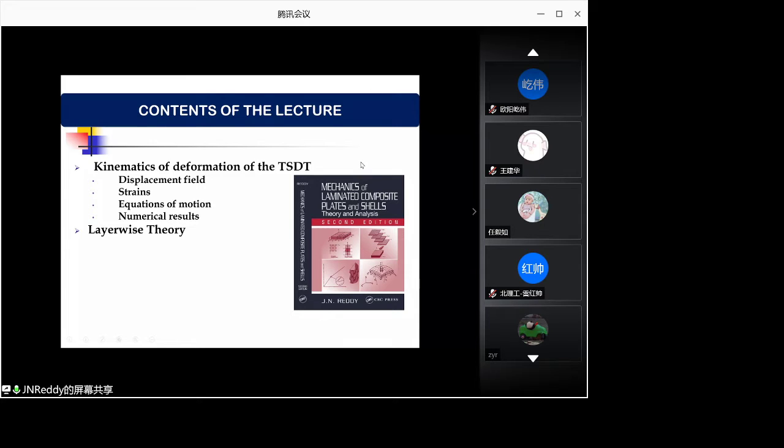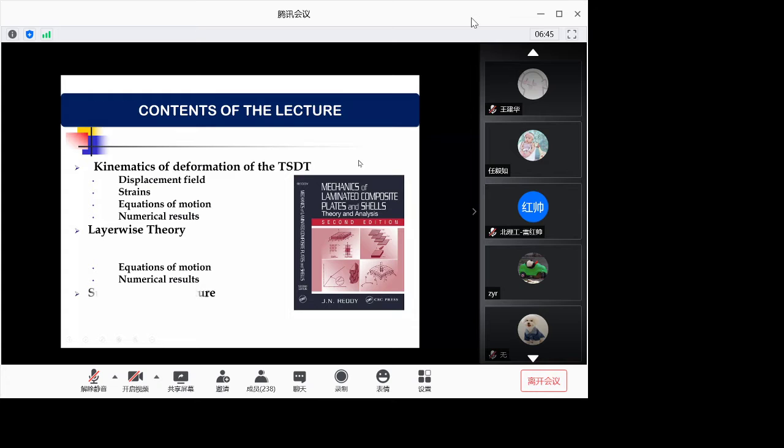Again, I will give the basic idea of the layer-wise theory. Then I'll talk about the equations of motion and some basic results. By the way, it should have shown the displacement and strains as well. So then I close with the summary of the lecture. So let us begin with the third order shear deformation theory.